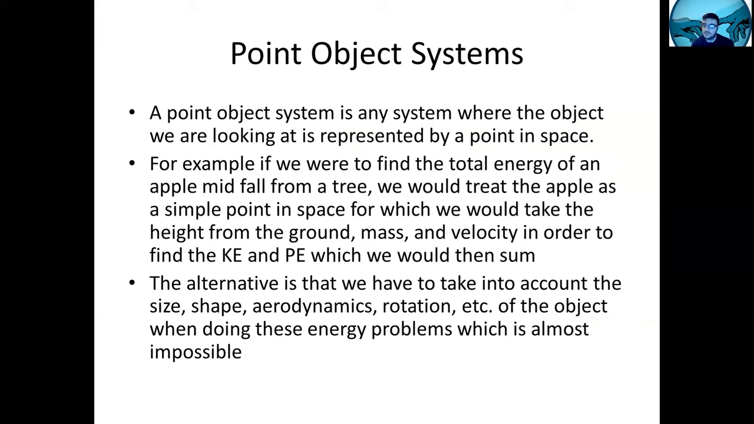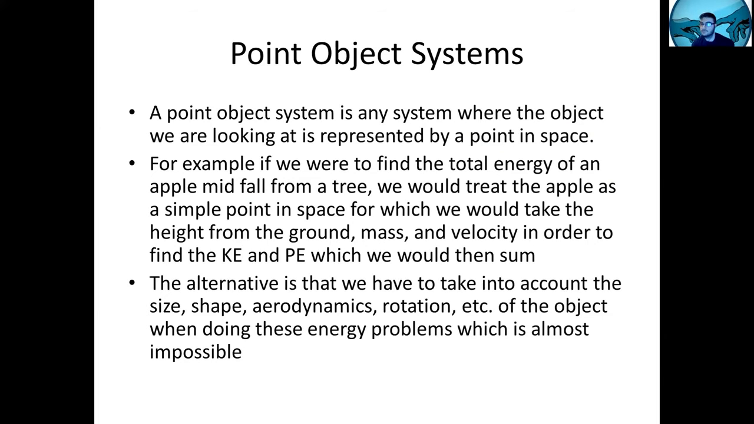The reason is, for example, if we were to find the total energy of an apple mid-fall from a tree, well, if it's falling, you know what energies are acting on it. Obviously, it has kinetic energy because it's moving. It has a velocity, so it has kinetic energy, and it has height, so it has potential energy, right? That's what makes up its energy.